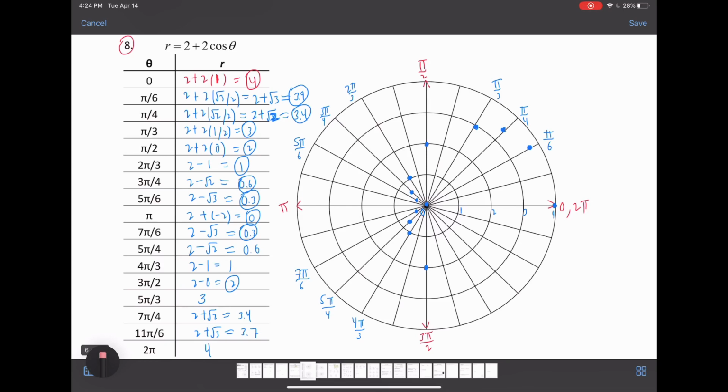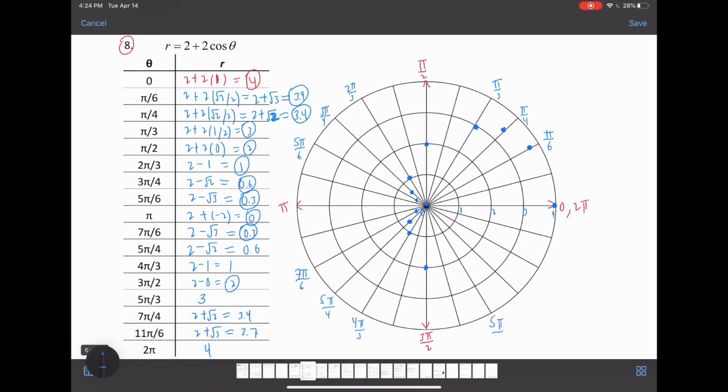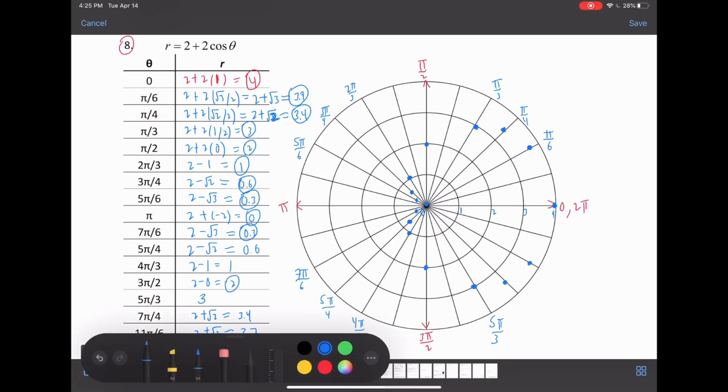Where was I at? 5 pi over 3, I believe, is here. So we'll go 5 pi over 3. We said it is at 3, so we're here at the third ring. 7 pi over 4 is at 3.4. 11 pi over 6 is at 3.7, and then 4 is a point that we've already had. Now to connect the dots, see what you can do.